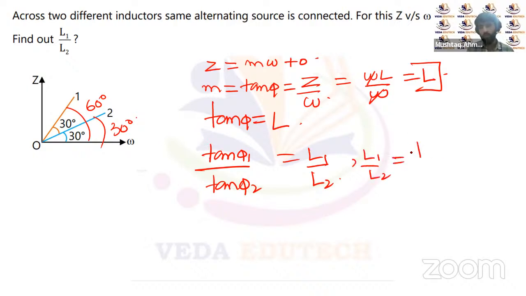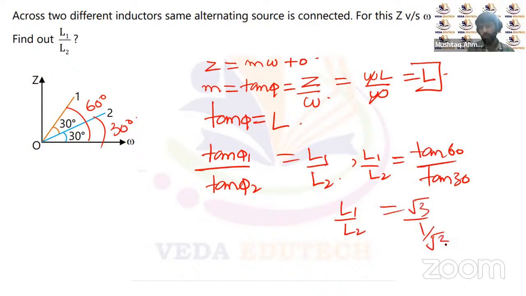So L1 upon L2 will be tan 60 upon tan 30 degree. Now from here, L1 upon L2 will be root 3 upon 1 upon root 3. So it will be 3 ratio 1. So L1 upon L2 will be 3 ratio 1.